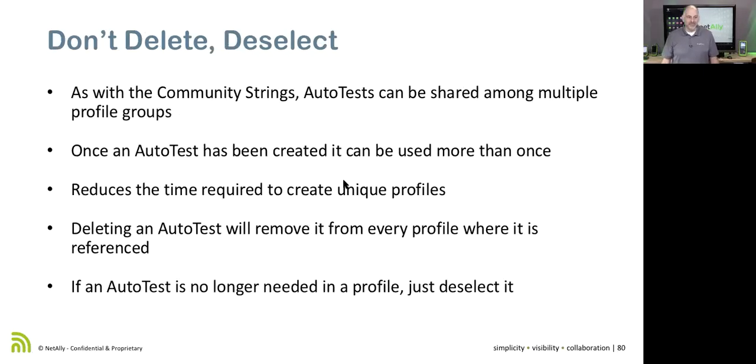Don't delete, deselect. As with our community strings, our auto tests are shared amongst multiple profile groups. So if you delete an auto test, it deletes it in every profile group where it's referenced. It reduces the time required to create each one of those. If you create an auto test for a certain VLAN or a network that requires a static IP, you never have to remember what static IP you're supposed to use on that network again. All you have to do is select that profile. So if the auto test is no longer needed in a profile, just deselect it. And if you're absolutely sure you're never going to use it again, then go ahead and delete it.